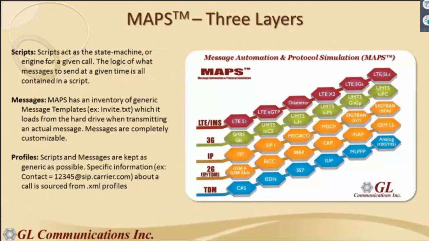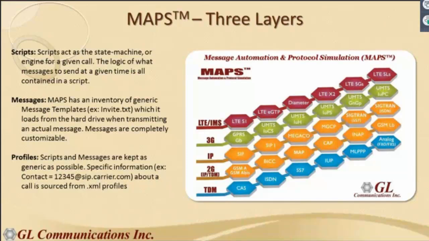For instance, the exact contact information. Here we have like 12345 at sip.carrier.com. So we're giving you an area here in our profiles where you can define the very specific things about that particular call or session, or all of the thousands of calls or sessions. So that's very easily defined there. So, call 1 maybe 12345, call 2 maybe 12346, or so forth. So those types of things are all defined within the profiles.